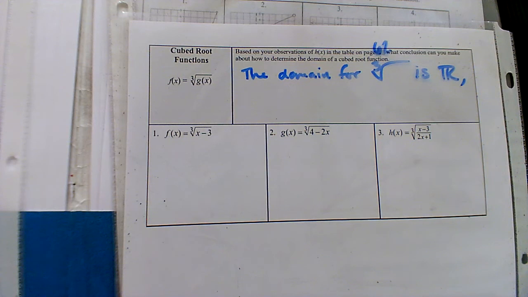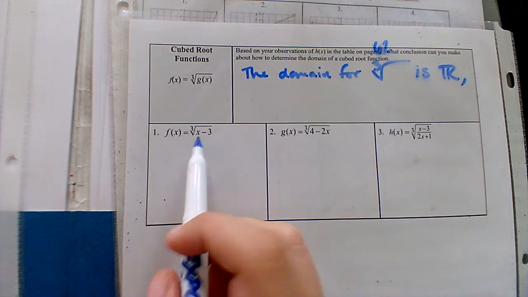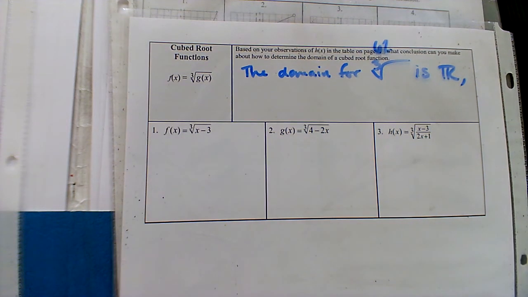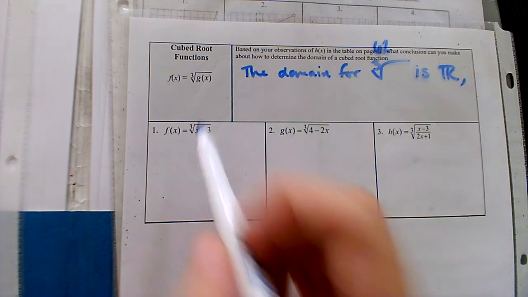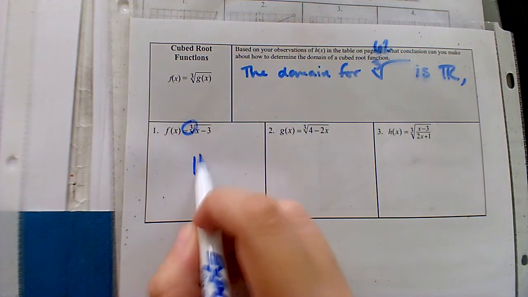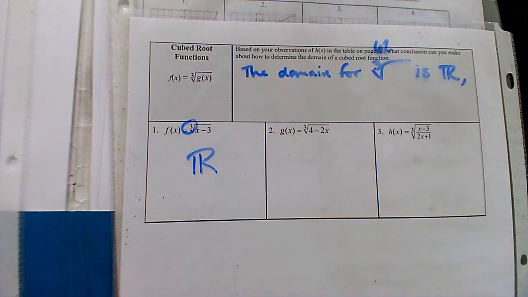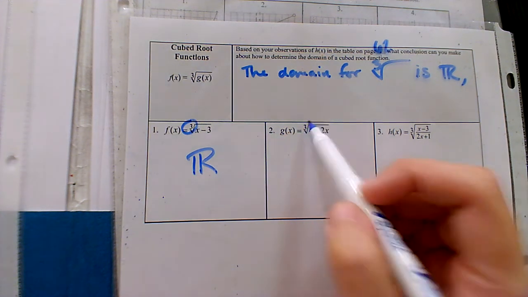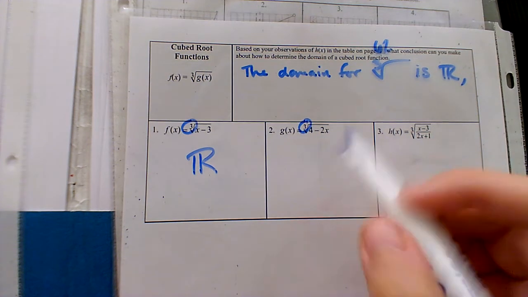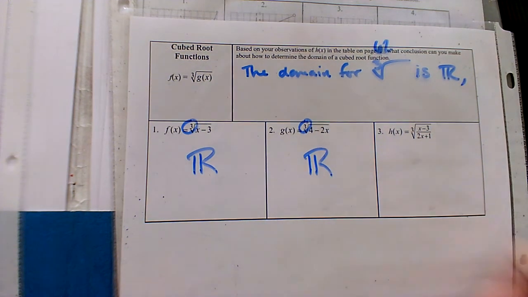So if you take a look at number 1, notice how it's a simple cubed root. You do not have to set the inside greater than or equal to 0. That's just for square roots, because we know we cannot take the square root of a negative. So since this is a cubed root, we know the domain is going to be all real numbers. If you look at 2, that's also a cubed root. Its domain will be all real numbers.